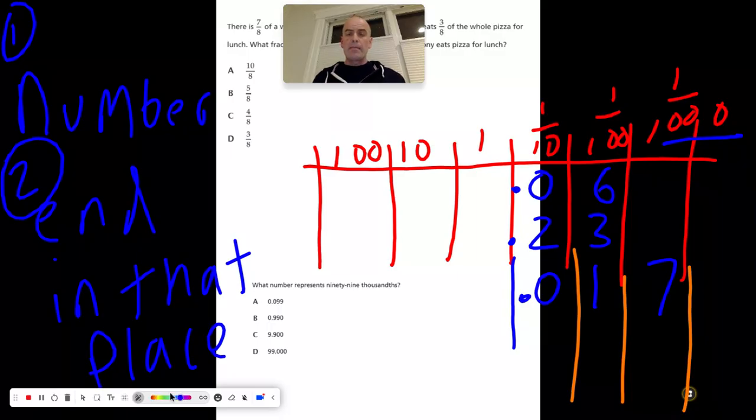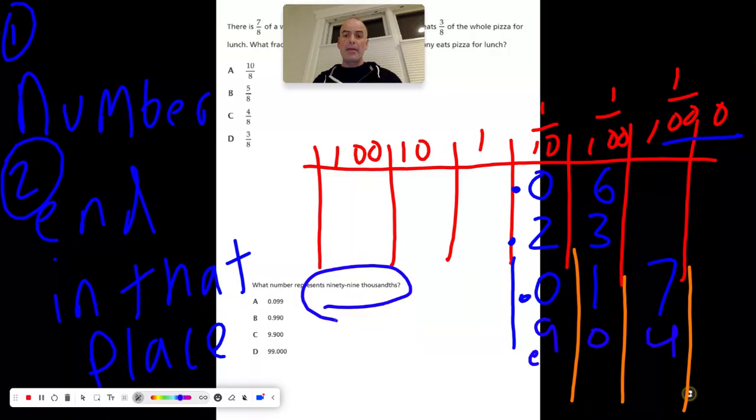If I said the number 904 thousandths, I write the number 904 and I end in thousandths. 904 thousandths. Now for this one, in the problem, 99 thousandths. I write the number 99, but I have to end in thousandths. So I just write 99. I'm ending in thousandths, and I put a 0.